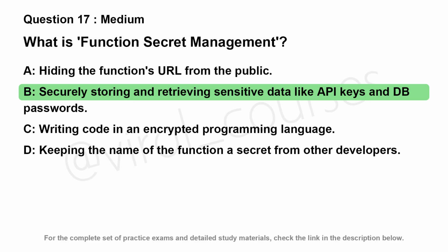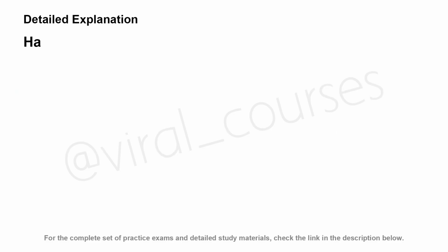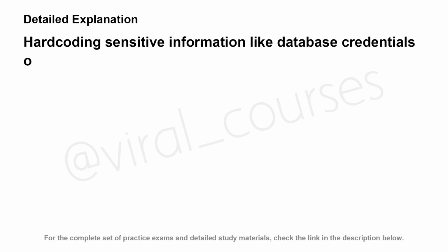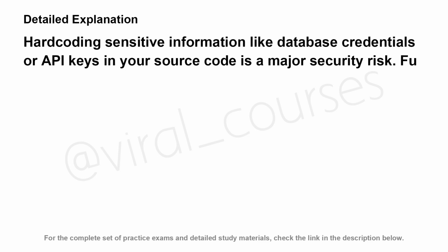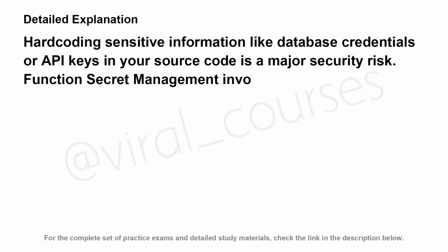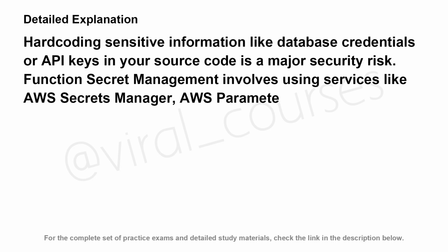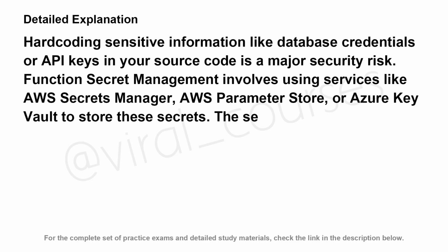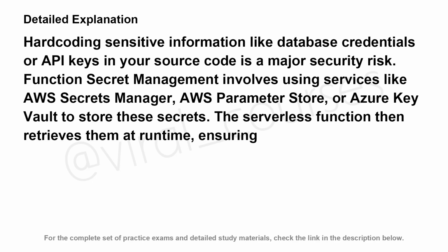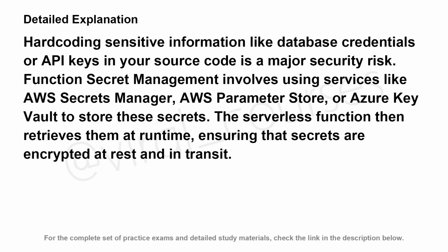The correct answer is B. Hardcoding sensitive information like database credentials or API keys in your source code is a major security risk. Function secret management involves using services like AWS Secrets Manager, AWS Parameter Store, or Azure Key Vault to store these secrets. The serverless function then retrieves them at runtime, ensuring that secrets are encrypted at rest and in transit.